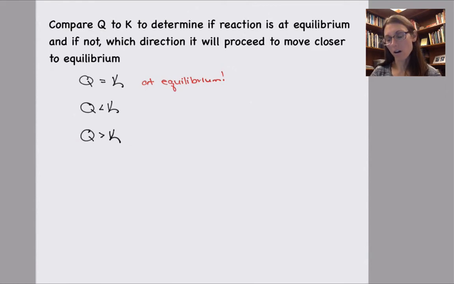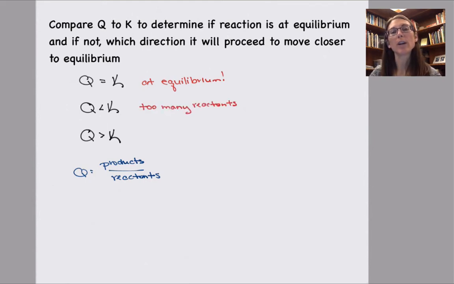If you recall, since Q is going to be products over reactants, just like K is, then if Q is less than K, that means that at that moment in time, I have more reactants than I would need to have at equilibrium and fewer products. And so if that's the case, in order to reach equilibrium, the reaction needs to use up some of the reactants and make some products. And so we're going to say it's going to proceed toward the product side or shift right.